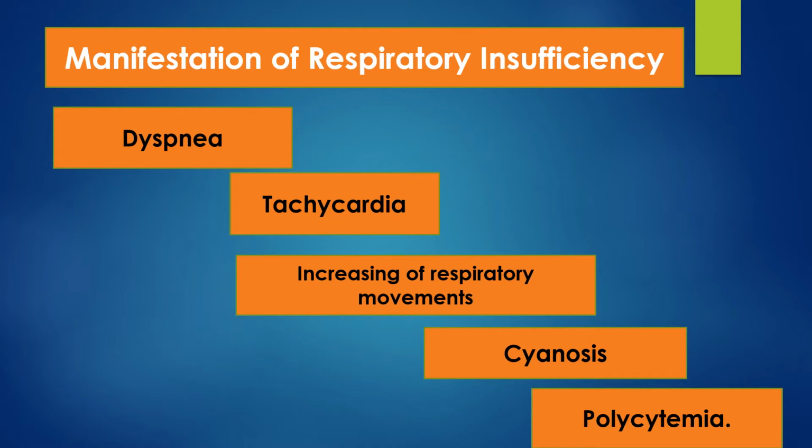The second sign is tachycardia. Tachycardia develops by the reflex way. As a result of hypoxemia and acidosis, chemoreceptors located in the reflexogenic zones of the aorta and carotid sinus are irritated. These impulses are transmitted through the afferent fibers to the sympathetic nuclei of the medulla oblongata, and reflex tachycardia occurs.